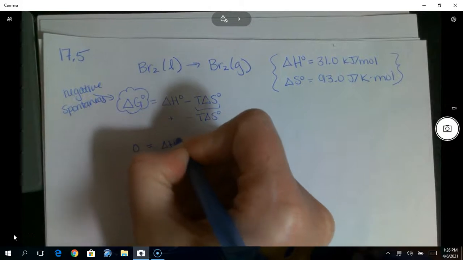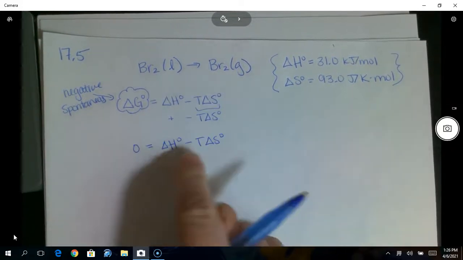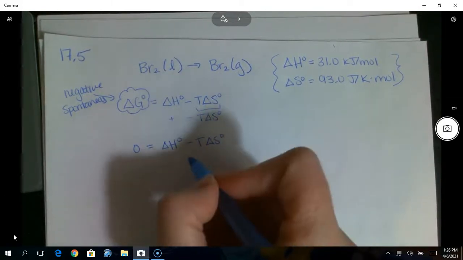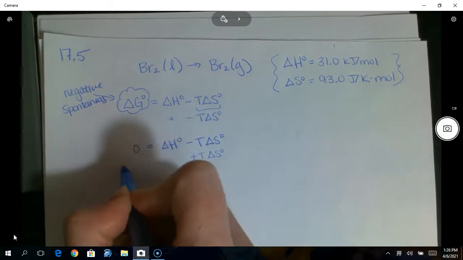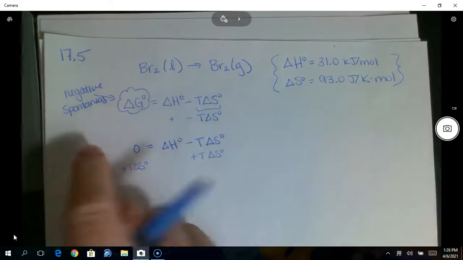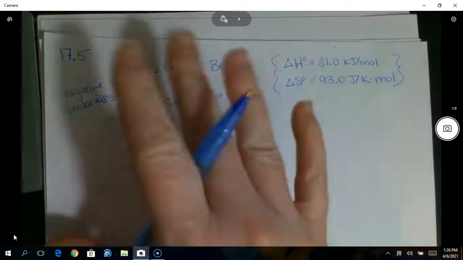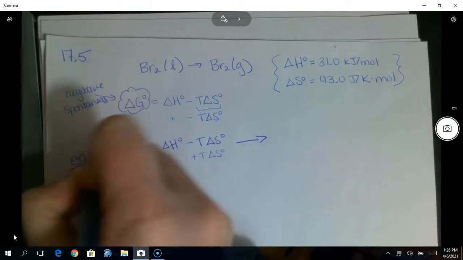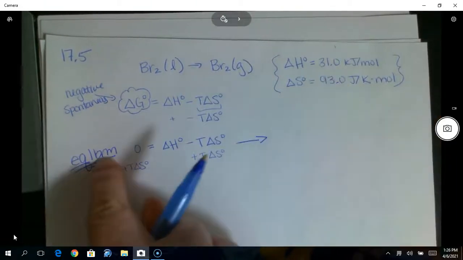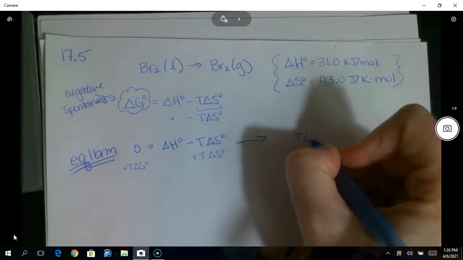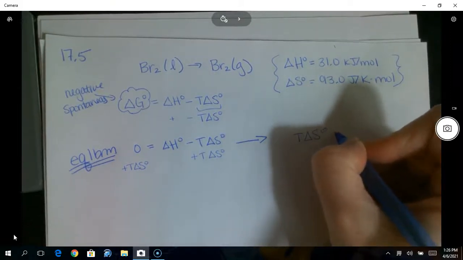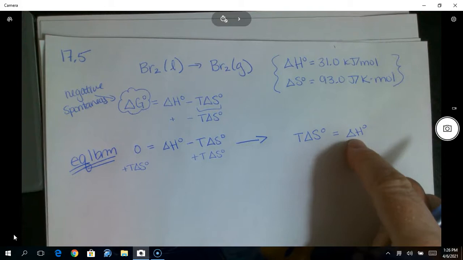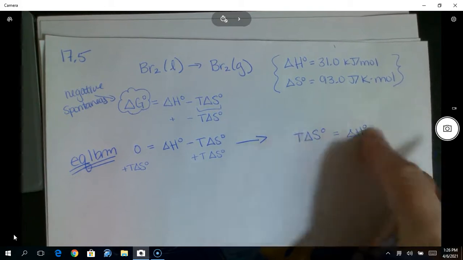If this is 0 and we've got this equation, when we rearrange it, adding this to both sides, you can see that when this is at equilibrium, T, temperature, times change in entropy is equal to change in enthalpy. So when this happens, you're going back and forth.